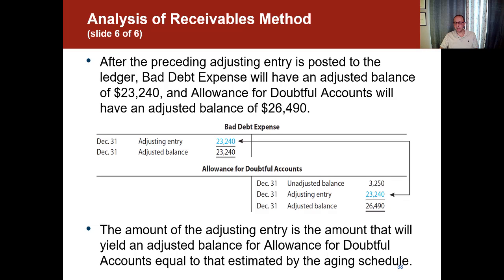So the impact on the T account would be as follows. You can see here that the bad debt expense is going to be debited by $23,240. The allowance for doubtful accounts is going to be credited by $23,240. We have an existing $32.50 credit, so that would bring our new balance to $26,490, which is our desired balance. So the amount of the adjusting entry is the amount that will yield an adjusted balance for the allowance for doubtful accounts equal to that estimated by the aging schedule. And in this case, you can see the difference.